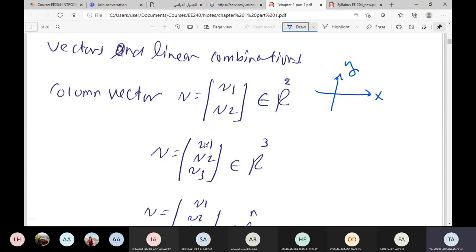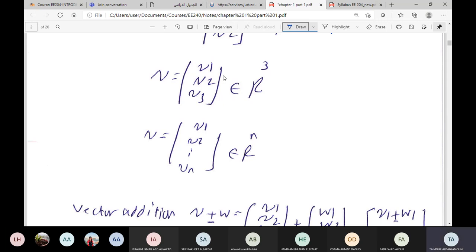If V has three components, V1, V2, V3, we say that this is a three-dimensional vector and it belongs to R3. So R3 is the space of all three-dimensional vectors, or the space of all vectors with three components. If V has n components, let's say V1, V2 up to Vn, then it belongs to Rn. And we call it an n-dimensional vector, and Rn is the space of all vectors with n components.